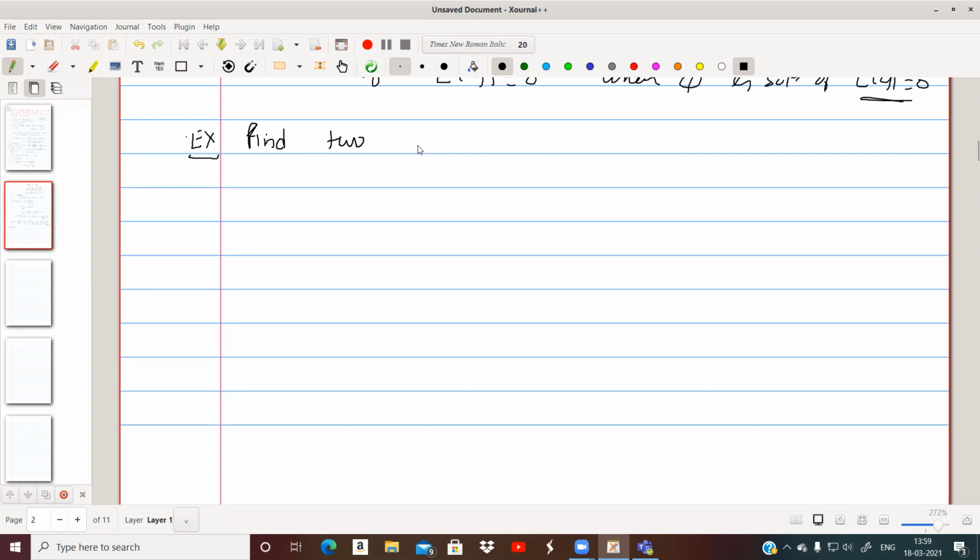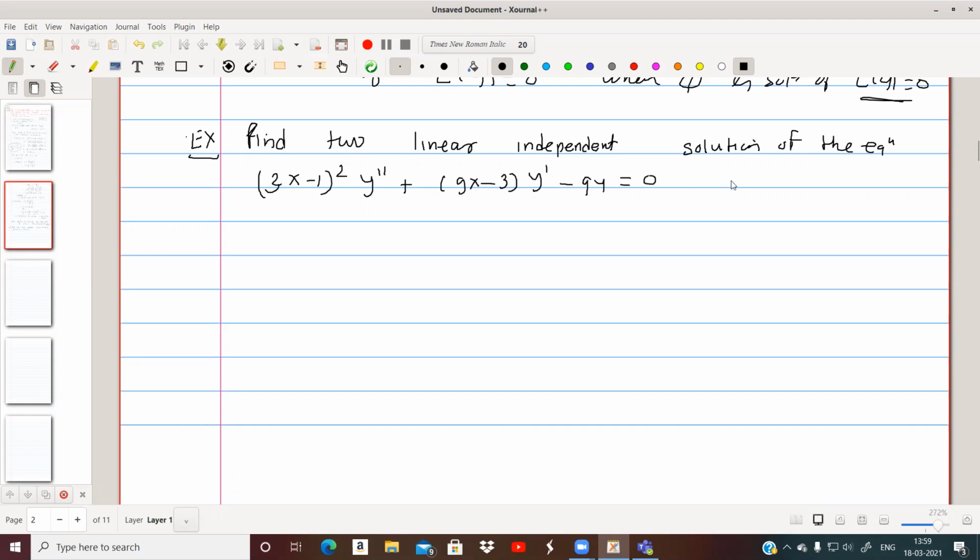Find two linearly independent solutions of the equation (3x minus 1) square y double dash plus (9x minus 3) y dash minus 9y equal to 0, for x greater than 1 by 3, which means your interval is 1 by 3 to infinity. Two linearly independent solutions is the condition.